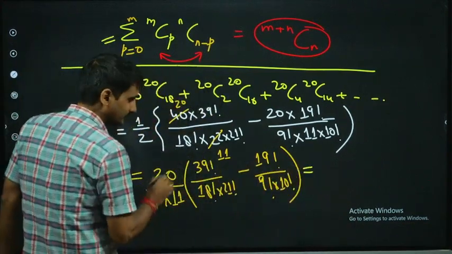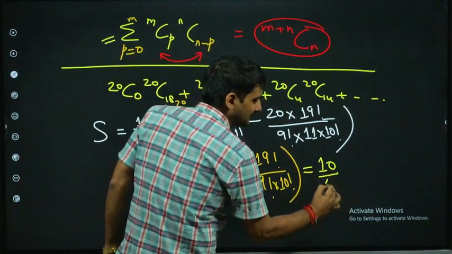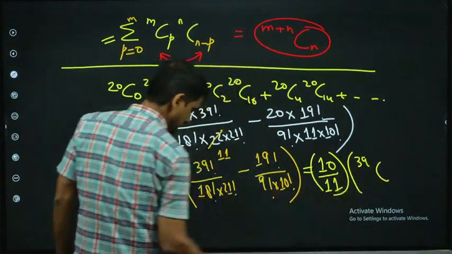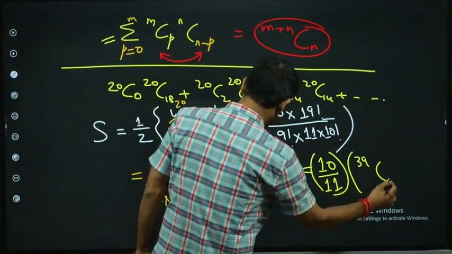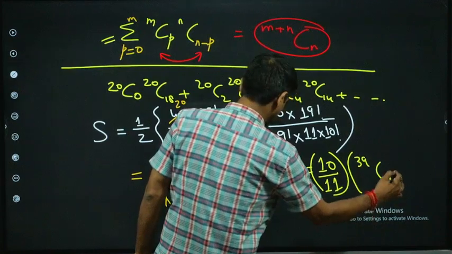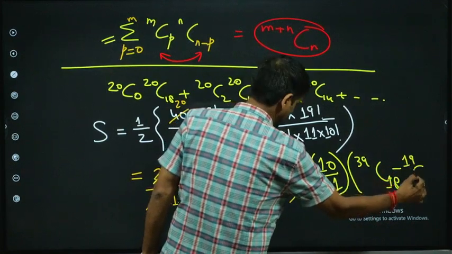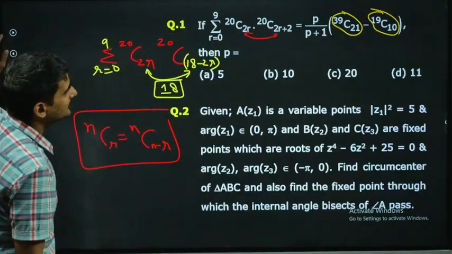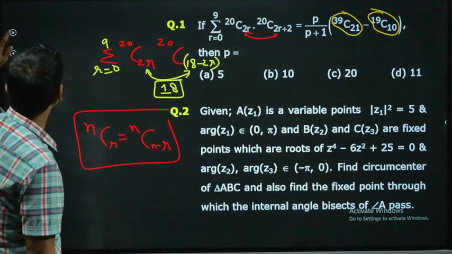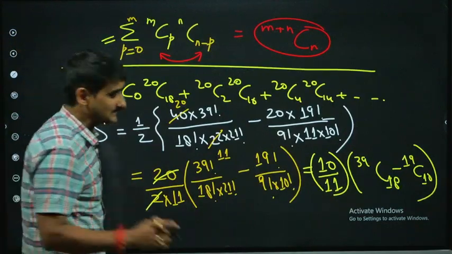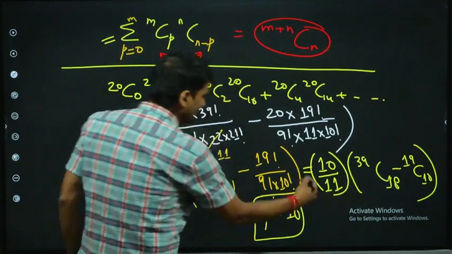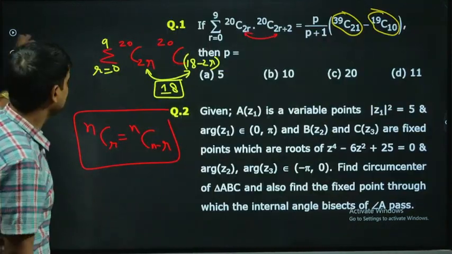So it's 10 by 11, P by P plus 1, times 39C18, or 21, whatever you like, I don't know what's given there, and it's 19C10, I think that is definitely given there. So 39C21 is the same thing, and 19C10 is there. So this is P upon P plus 1, and therefore P is 10 here. Okay, so that was the purpose of this question.